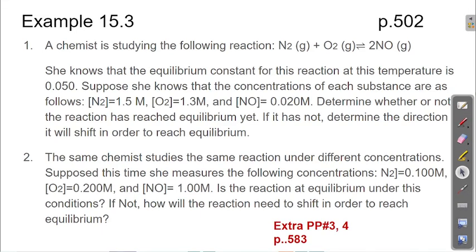We're going to apply this and I'll show you what I mean. Page 502, example 15.3. This is the last example we do today. And then we're going to do extra practice problems 3 and 4 to make sure that you understand how to do these.